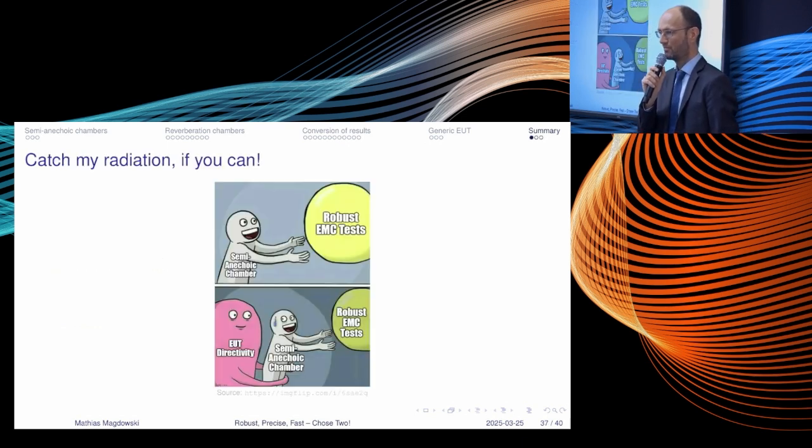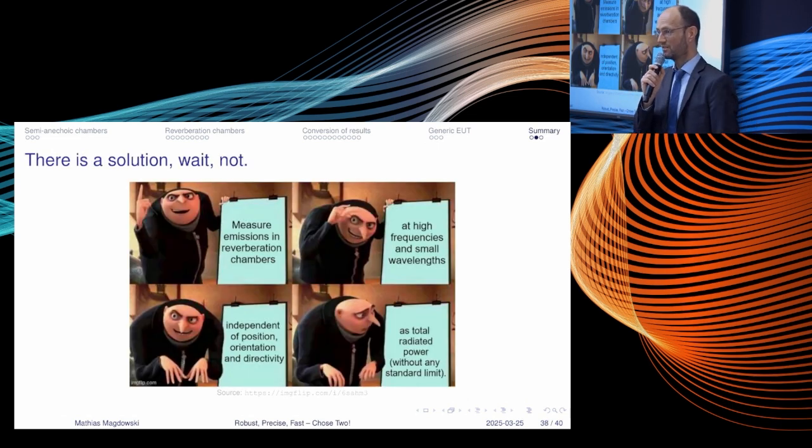Still, we would like to measure radiated emissions of general devices. We want to have robust tests, and in a semi-anechoic chamber, what holds us back a little bit is the unknown radiation pattern of the equipment under test. We don't know this, that's why we don't know which steps we should use and so on. And there would be a solution.